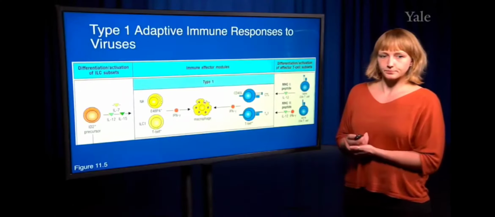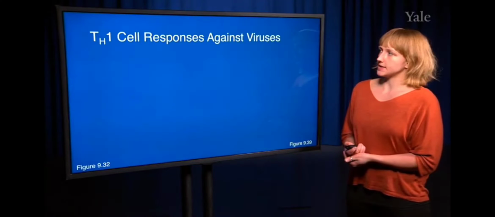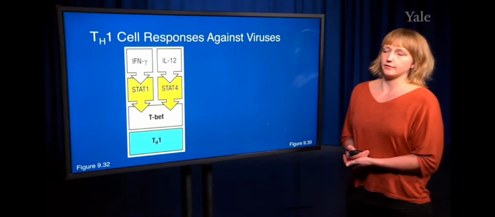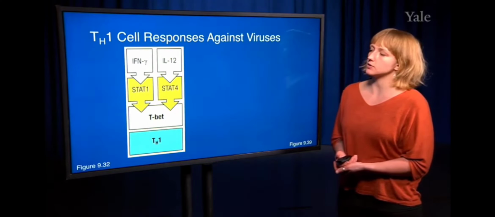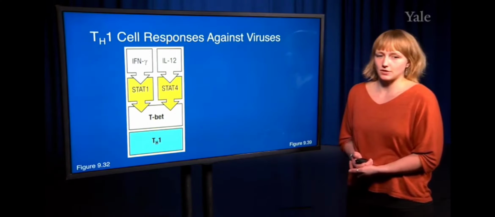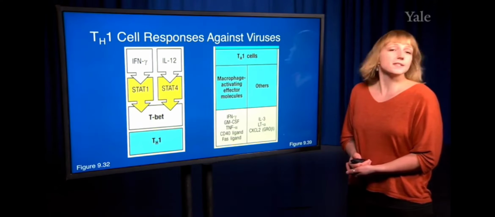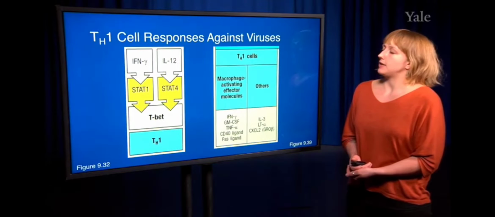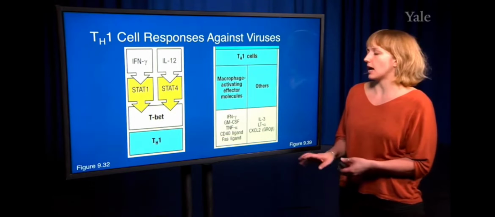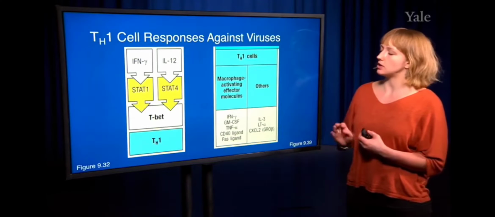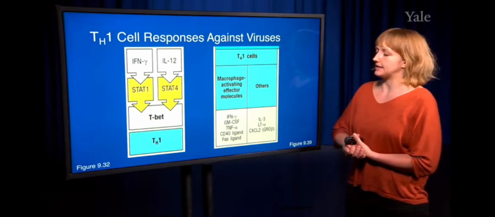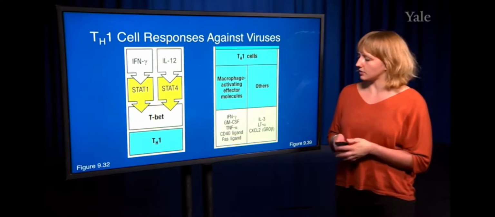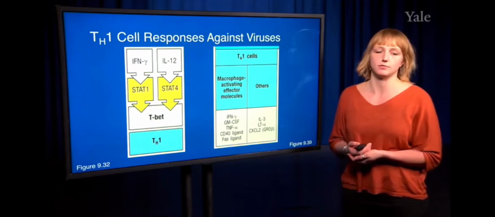Th1 cells are really important. As I said, they're activated by interferon gamma and IL-12, leading to the transcription of T-bet, leading to their differentiation. Th1 cells, which are our CD4 positive cells, are really critical in activating macrophages as they produce high levels of interferon gamma, GM-CSF, TNF-alpha, and CD40 and Fas ligands. They also express IL-3, LT-alpha, and CXCL12, which allow for a more robust immune response against viruses.